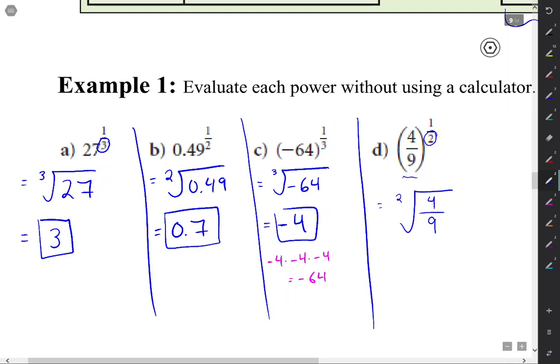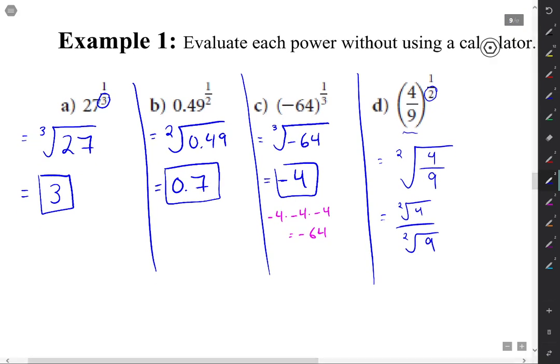And let's think back to grade 9 when we did this. What happens when we have a fraction under a radical sign? Well, we can just split up the radical sign for the top number and the bottom number like so. And now this question's really easy. We know the square root of 4 is 2, and we know the square root of 9 is 3. So that's our final answer there.